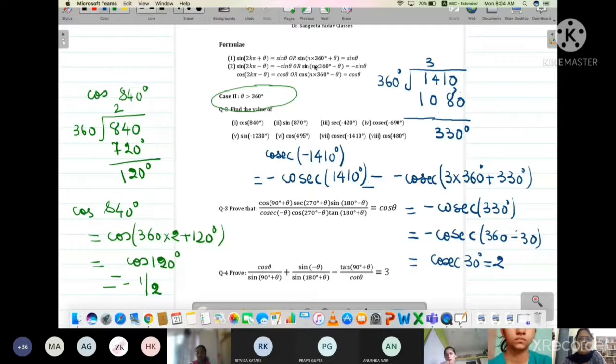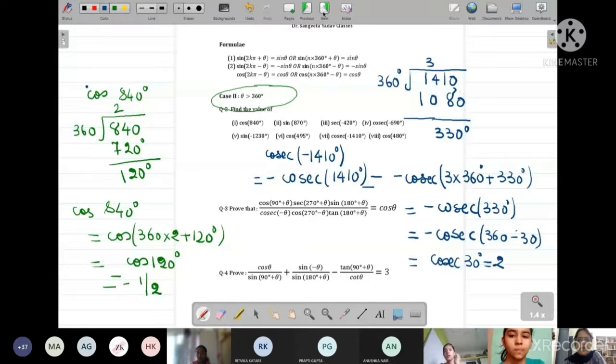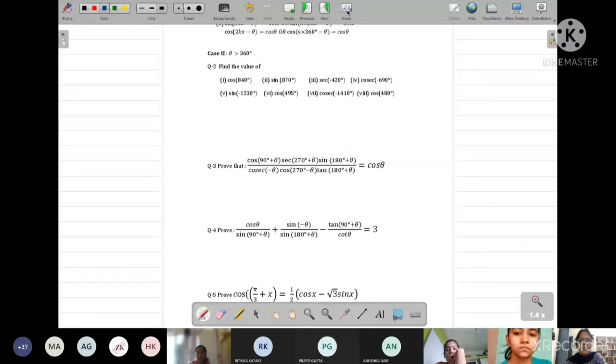So we come on to the third and the fourth set of questions. Third question is cos(90 plus theta), cosec(270 plus theta), sine(180 plus theta), cosec(minus theta) and so on. Directly we start with the left hand side. Cos 90 plus theta. What is cos 90 plus theta? Do it fast, you know that. Angle 90, the function will be minus or plus sine theta. Cos is in the second quadrant, so minus sine theta.